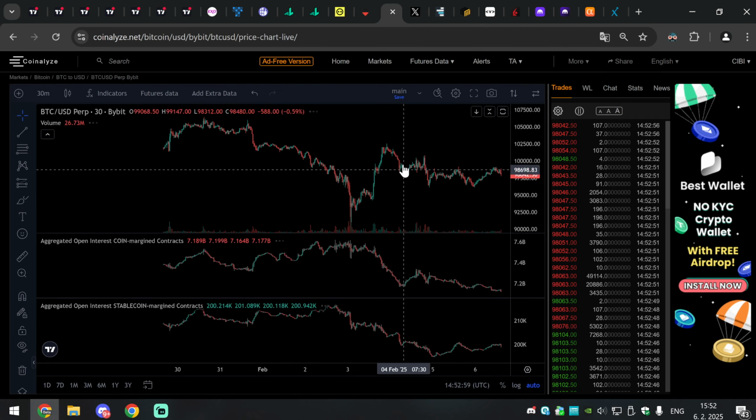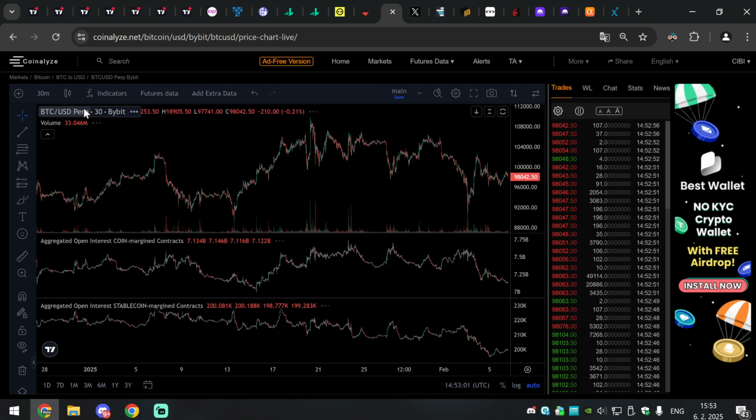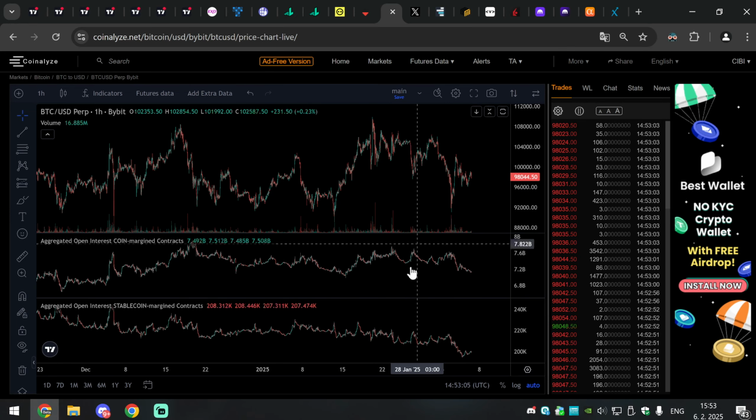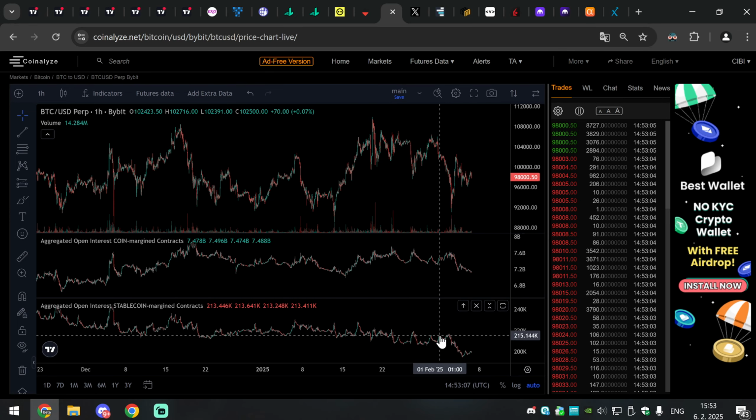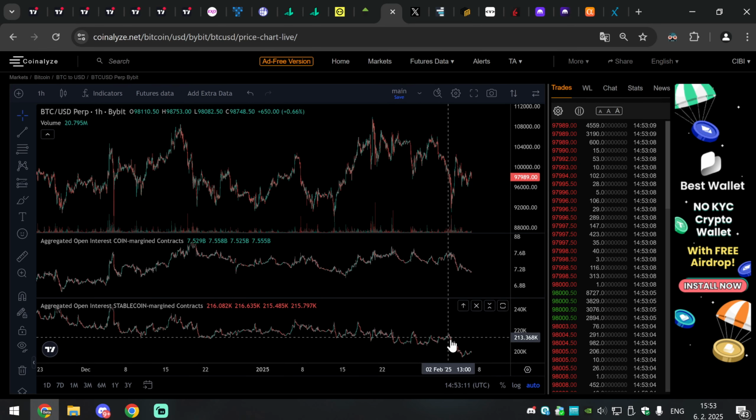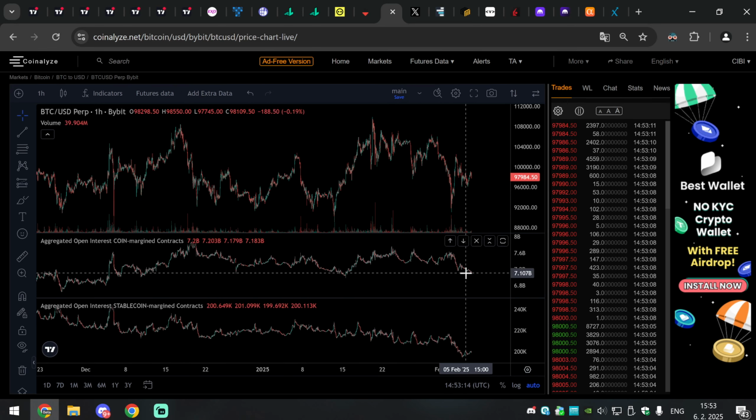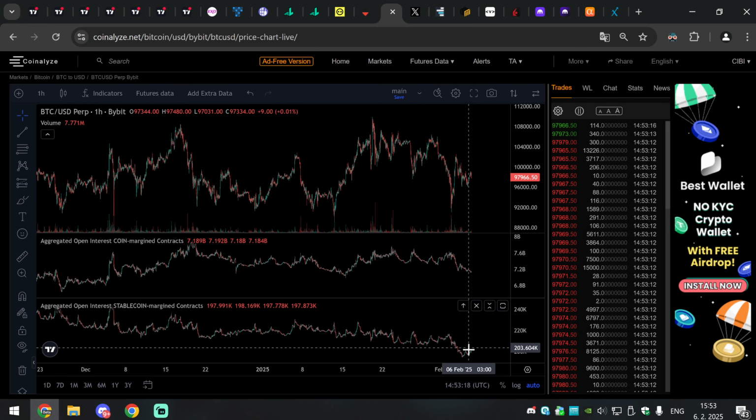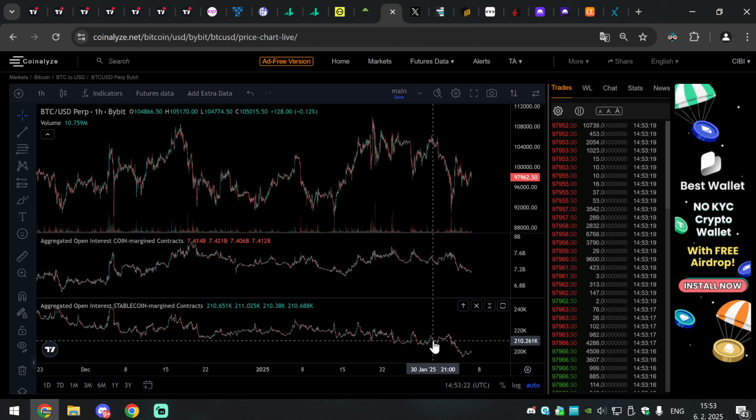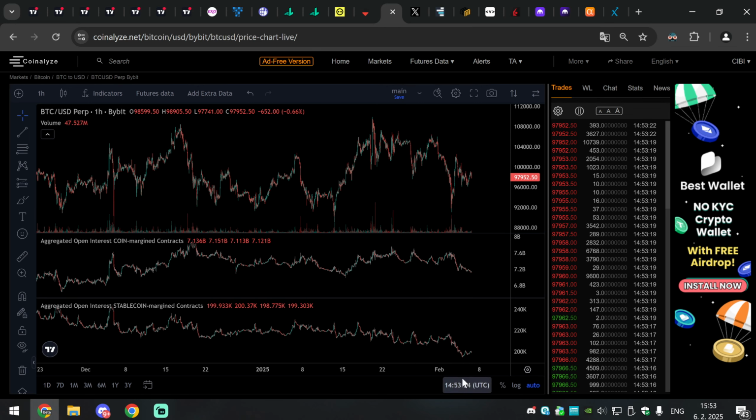This is the 30-minute time frame. If we zoom out, we can go even higher. You see market participants are still exiting the market, even on this drop to 90,000, a massive open interest decrease, and it's still decreasing on coin-margined contracts too. There is a bit of a local intraday increase on stablecoins, but it's still not good.